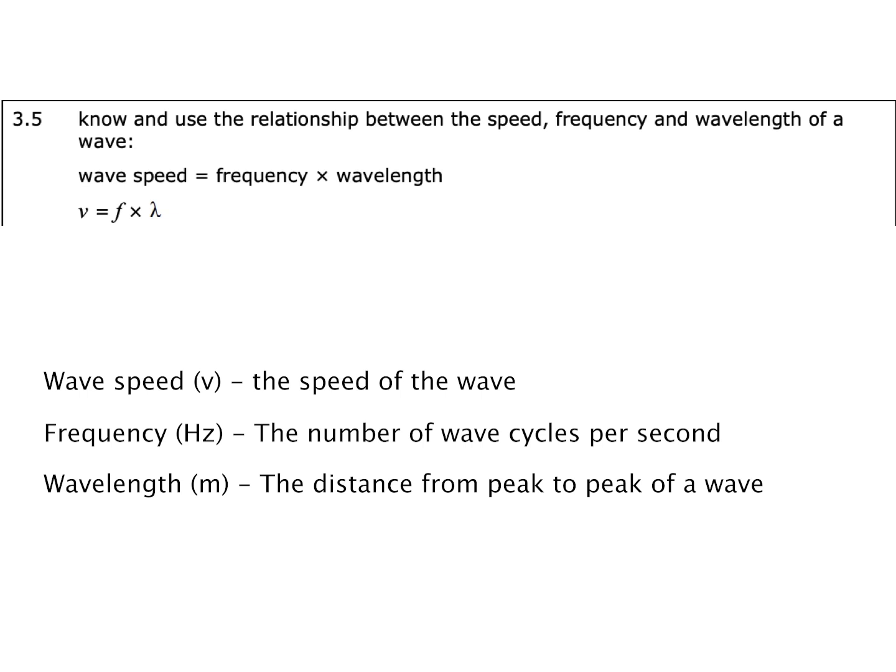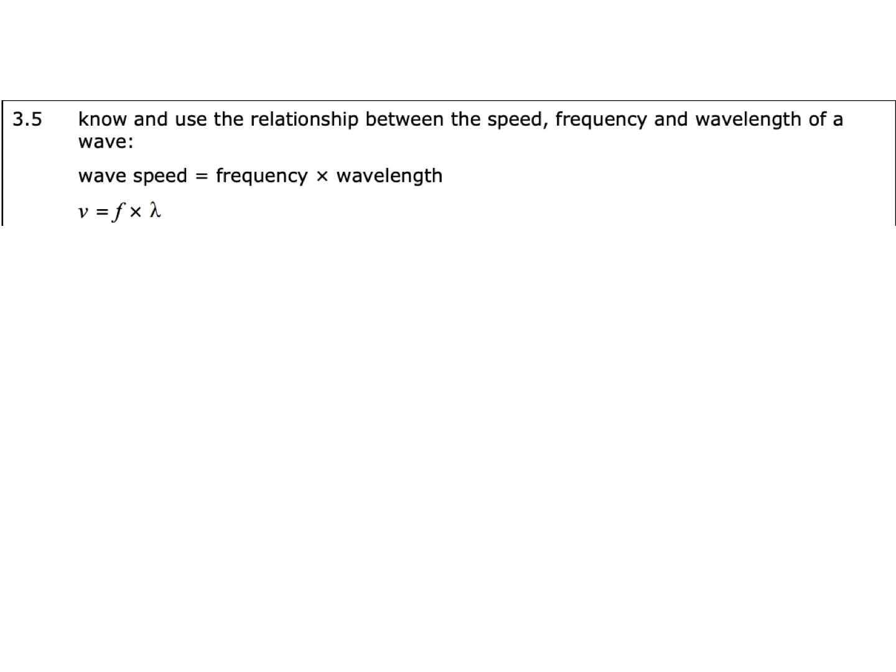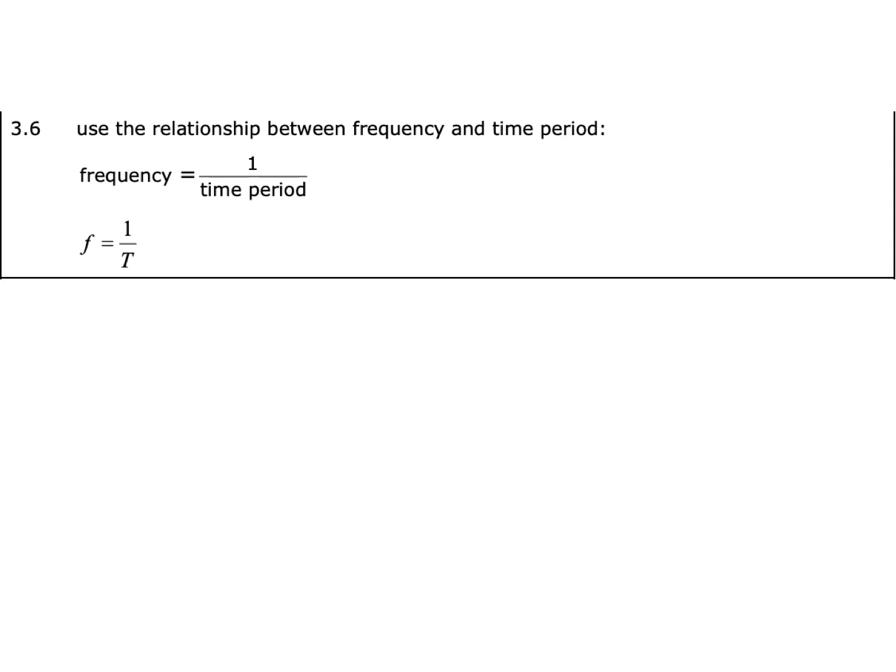When we use this equation, we should always make sure we are writing out the equation, then the sum, then the answer, and then the unit, showing all of our working, as this is regularly a 3-mark question. Now we move on to spec point 3.6, to use the relationship between frequency and time period, where we know that frequency equals 1 over time period.